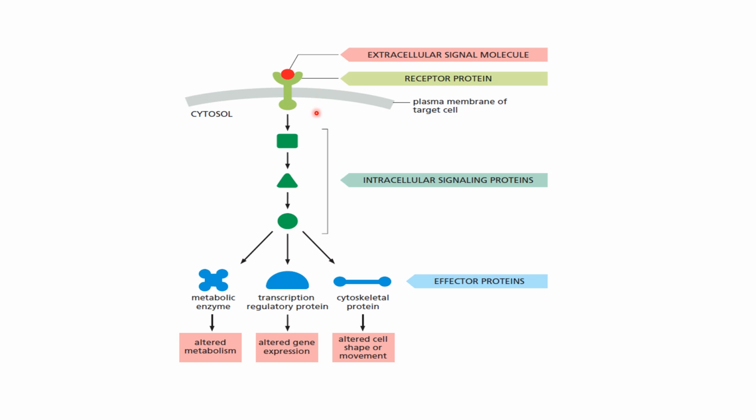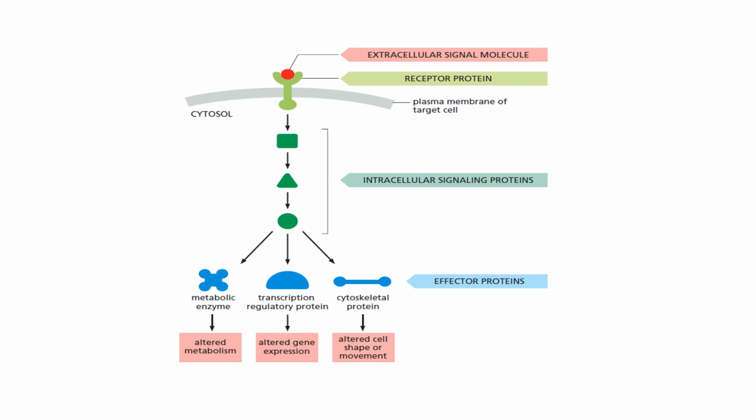Once this binding takes place, it eventually leads to activation of the intracellular signaling molecules or intracellular signaling proteins. In turn, this leads to activation of the effector proteins. The effector protein may be a metabolic enzyme, a transcription regulatory protein, or a cytoskeleton protein. Eventually, that leads to altered metabolism, altered gene expression, or altered cell shape or movement. So that was a brief idea about cell signaling.